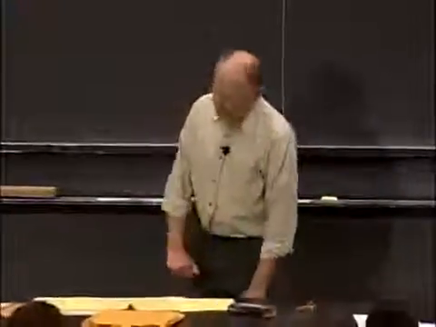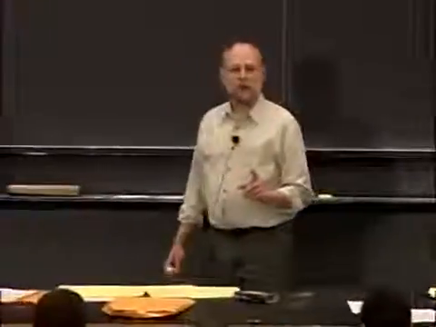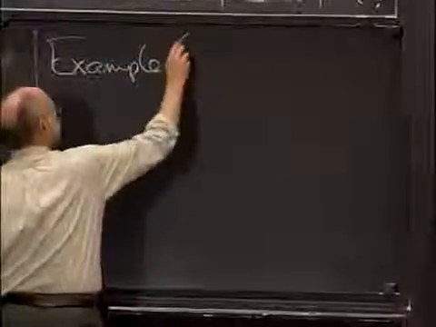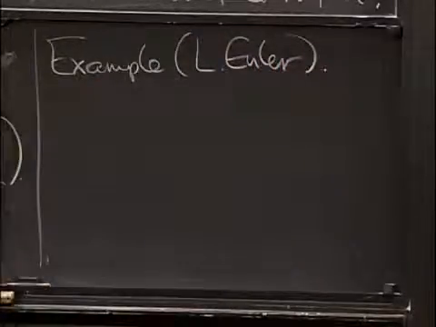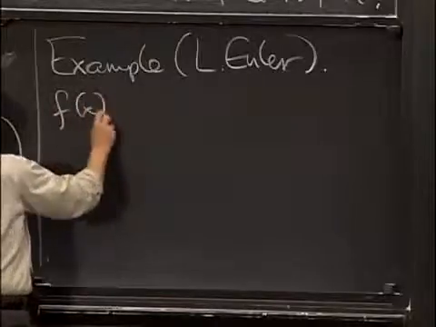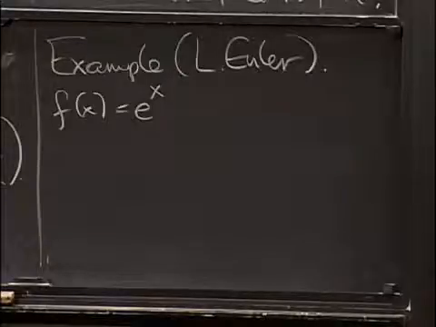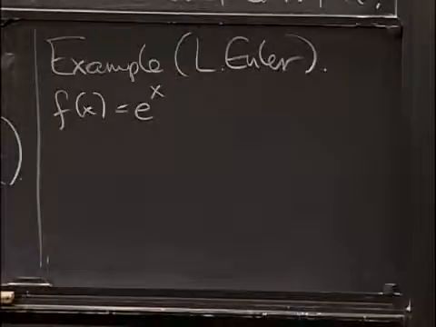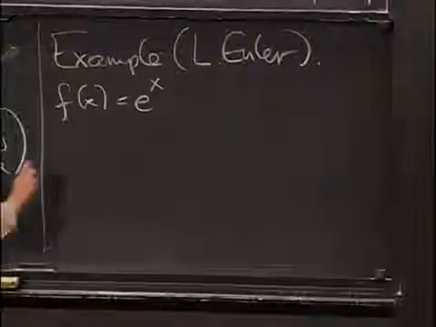Let's see. I think that's the end of my summary of things that he talked about. I think he did one example, and I'll repeat that example of a power series. This example wasn't due to David Jerison, it was due to Leonhard Euler. It's the example where the function is the exponential function e to the x. Let's compute the power series for e to the x, just because it's such an important thing to do.